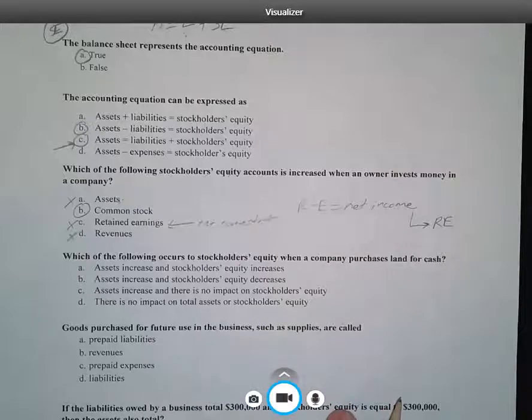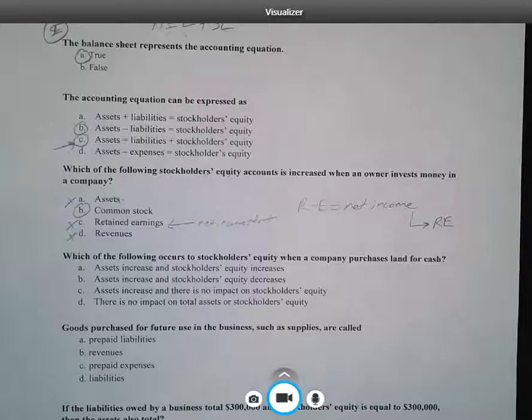Looks like we have a few more questions here. It says, which of the following occurs to stockholders' equity when a company purchases land for cash? We have four choices. Assets increase and stockholders' equity increases. That is not true.